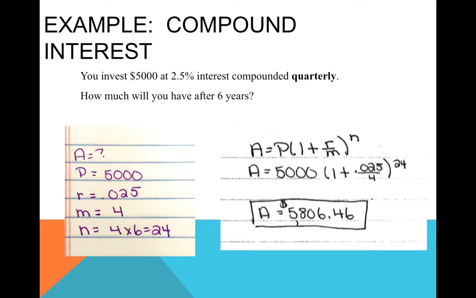I plug those into the formula, getting A equals $5,000 times 1 plus 0.025 divided by 4, all raised to the exponent 24. I'm going to type that in my calculator. I need to be careful of how I type it in. Every calculator is a little different, so you're going to have to play around and see how your calculator wants you to type in the exponent of 24. And then the final line is my answer, $5,806.46. I'm always going to round to 2 decimal places in this chapter.